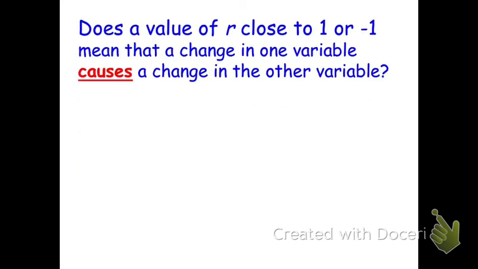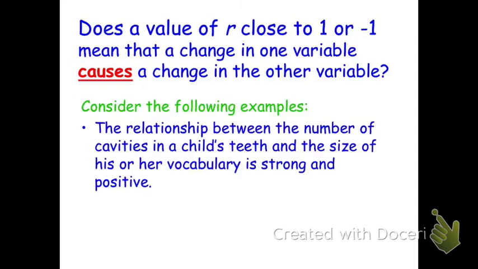The most important concept in this chapter: if you use this evil word, you will be killing a puppy. You make a puppy cry. This word right here, causes, is evil. If I have a perfect correlation, do I say that one causes the other to happen? No, you don't.